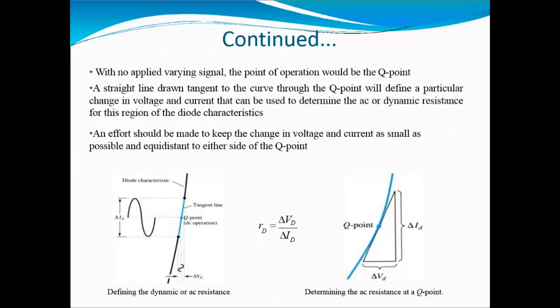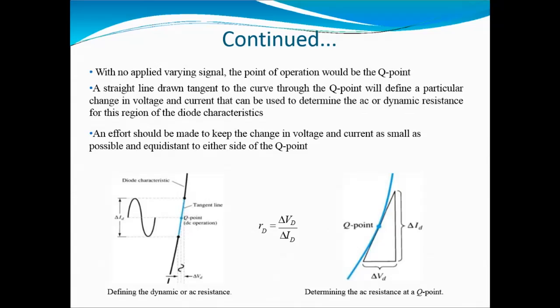Next. With no applied varying signal, the point of operation would be the Q point. Q point means operating point, quiescent point. A straight line drawn tangent to the curve through the Q point will define a particular change in voltage and current that can be used to determine the AC or dynamic resistance for this region of the diode characteristics. In these two diagrams, the Q point is shown, and how to find the dynamic resistance, the formulas are also shown.